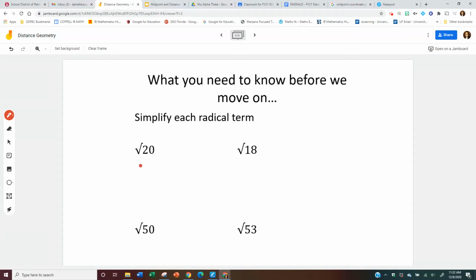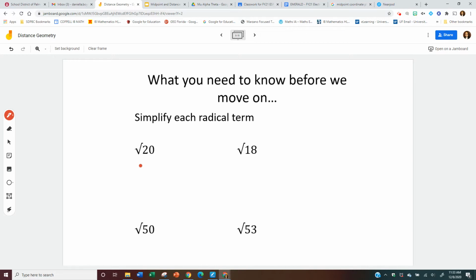Hi everyone. So we are going to move on to the second part of our lesson, which is how to use the distance formula, or how to find the distance between 2 points. So before we move on, I think that we need a quick review on how to simplify radical terms. You may have seen this in Algebra 1.